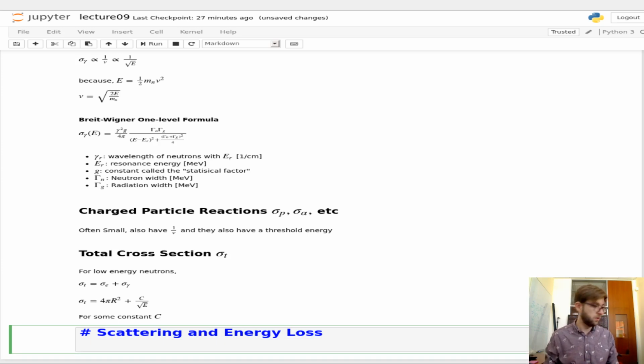Here we will determine the energy of a neutron after a collision via the conservation of energy and momentum, our favorite rules.